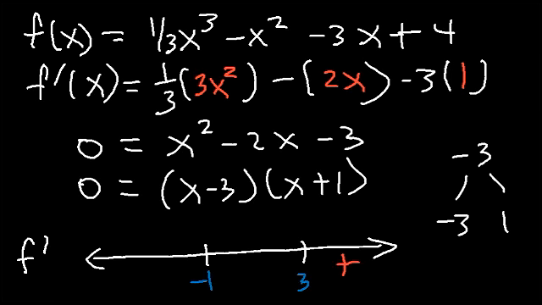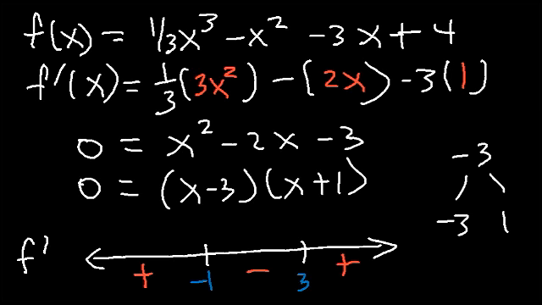Now let's try a number between -1 and 3. So let's plug in 0. 0 minus 3 is negative, and 0 plus 1 is positive. A negative times a positive is a negative result. And if we plug in a number less than -1, like -2, -2 minus 3 is negative, -2 plus 1 is negative. Two negative numbers multiplied together will give you a positive result.